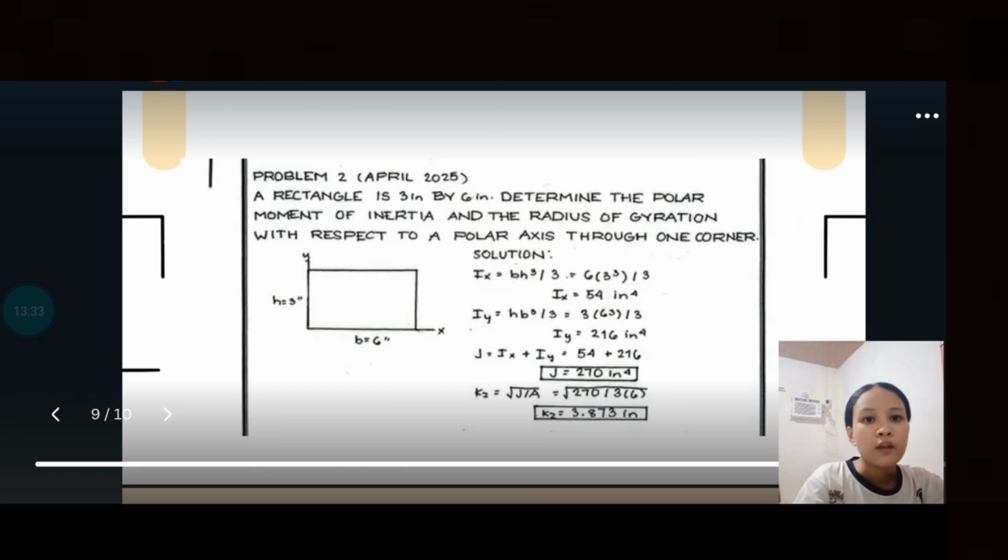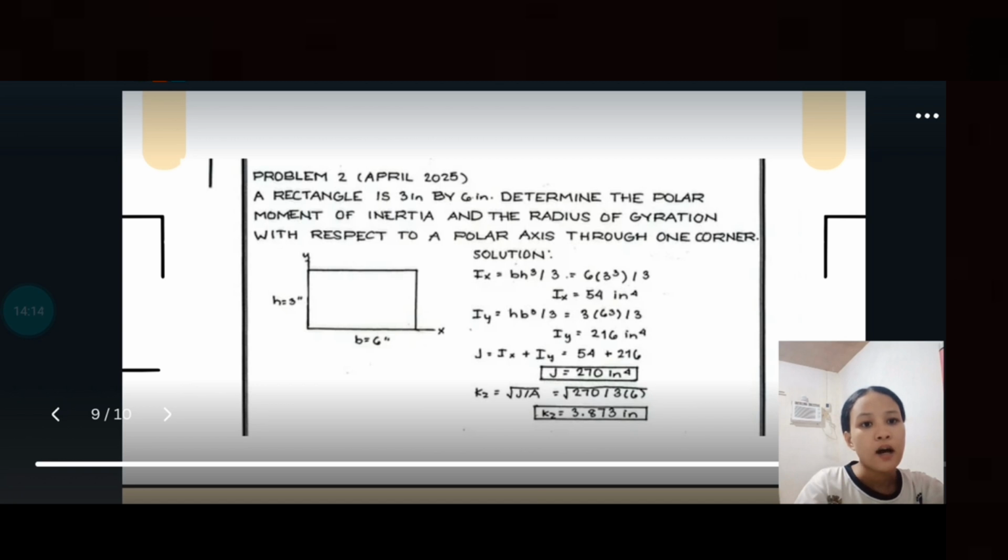Problem 2. A rectangle is 3 inches by 6 inches. Determine the polar moment of inertia and the radius of gyration with respect to a polar axis through one corner. First, we need to find our Ix. The formula for Ix is base times height cubed over 3. So our base is 6 and our height is 3. So 6 times 3 cubed over 3 is equal to 54 inches raised to 4.